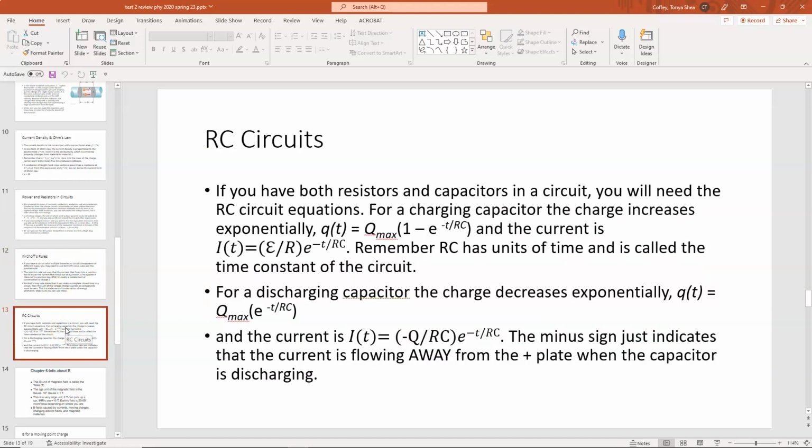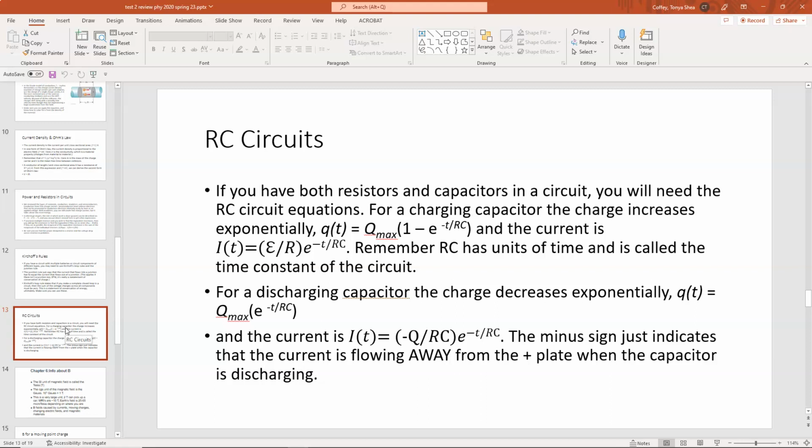Okay, next we talk about RC circuits, which are circuits that have a resistor and a capacitor in them, and also maybe batteries and switches, of course. So if you've got a capacitor and a resistor hooked up to a battery, then you have a charging RC circuit. That means that the capacitor is gaining charge as time goes on. Of course, once the capacitor is all charged up, no more current will flow through that branch of the circuit or capacitor, okay? So it's going to increase exponentially with time.